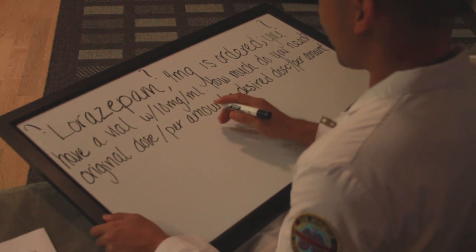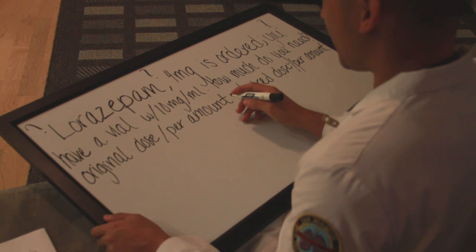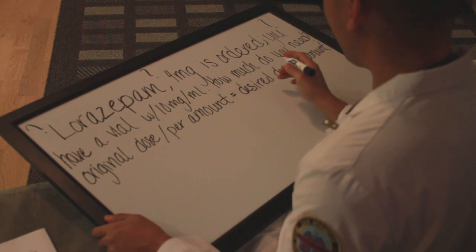Calculations for these drugs are very important so you know exactly how many micrograms of the medication your patient is given. We have Mr. Thatch here to help explain more on these calculations. I brought a whiteboard to better explain the calculation of a sedative. 4 milligrams of lorazepam is ordered. You have a vial with 10 milligrams per milliliter. How much do you need?